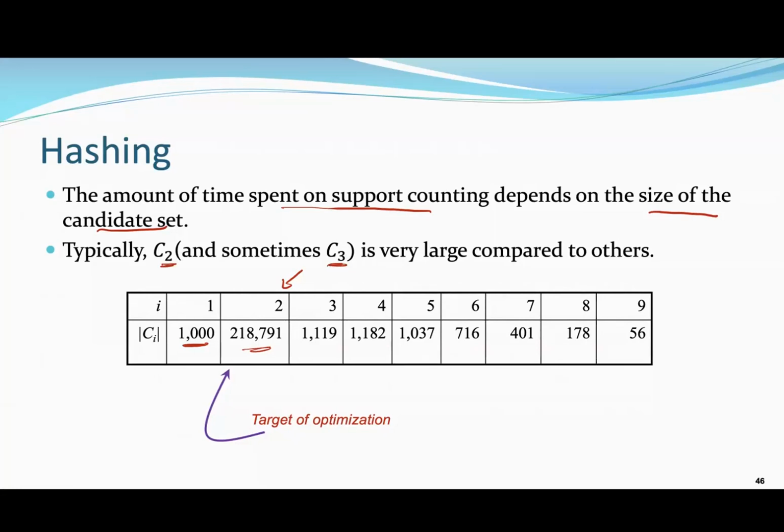So iteration 2 should be the target of optimizations. If we want to make things fast, we need to look at the pain point. This is the most expensive iteration, so let's do something about it. Let's try to make it faster. The hashing approach is a method that tries to specifically make the second iteration of Apriori faster, because the observation is that, in general, the second iteration usually involves the largest number of candidate item sets.